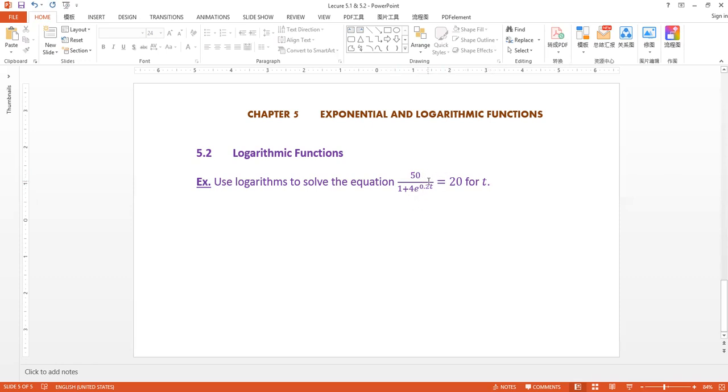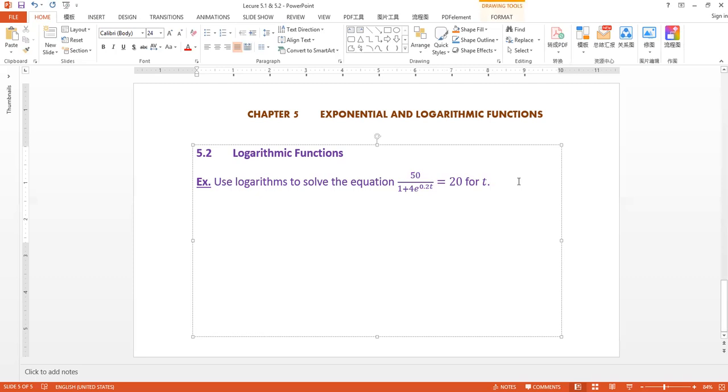We cannot equate the two exponents in this equation, but we have to use logarithm to solve this equation. So the equation here is 50/(1 plus 4 times e to the 0.2t) equals 20. And we need to solve for t.